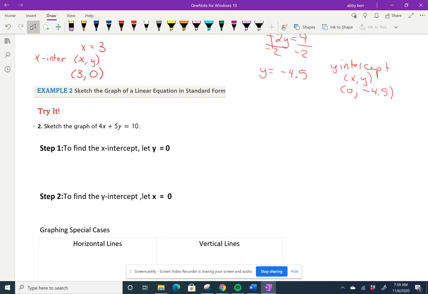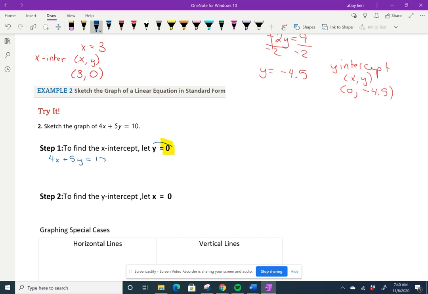All right, I would like you to pause this video and complete the try it. Sketch the graph of 4x plus 5y equals 10. All right, so let's check your answer. Remember, step 1 is to find the x-intercept. So we are going to let y equal 0.